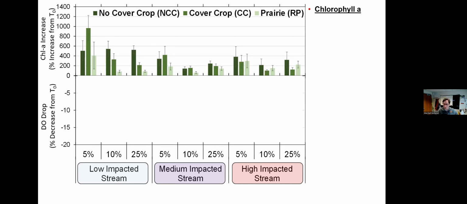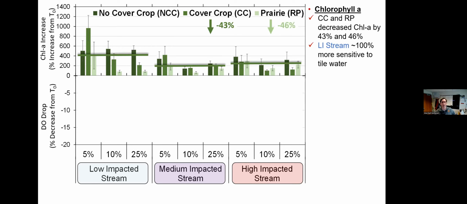So as I mentioned with chlorophyll A, it was mostly main effects. One of the main effects we found is that cover crops reduce chlorophyll A by 43%, and prairies reduce chlorophyll A by 46%. So this is kind of a really neat finding, that cover crops are essentially, as far as chlorophyll A is concerned, just as good at reducing algal growth as prairie. That wasn't the case with the nutrient output, but it is with the algae.